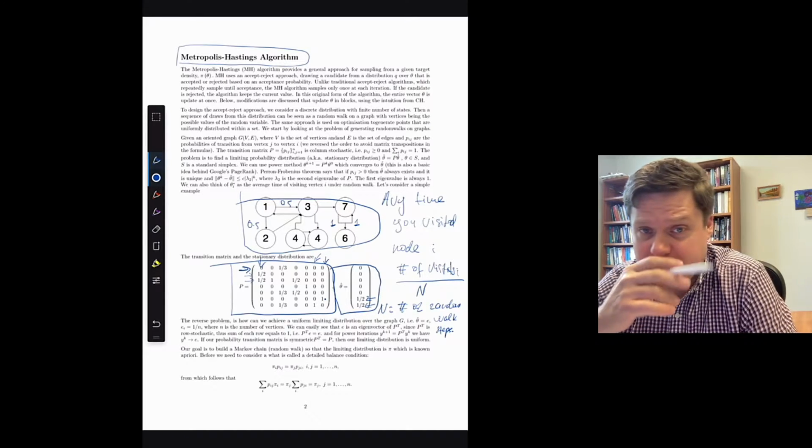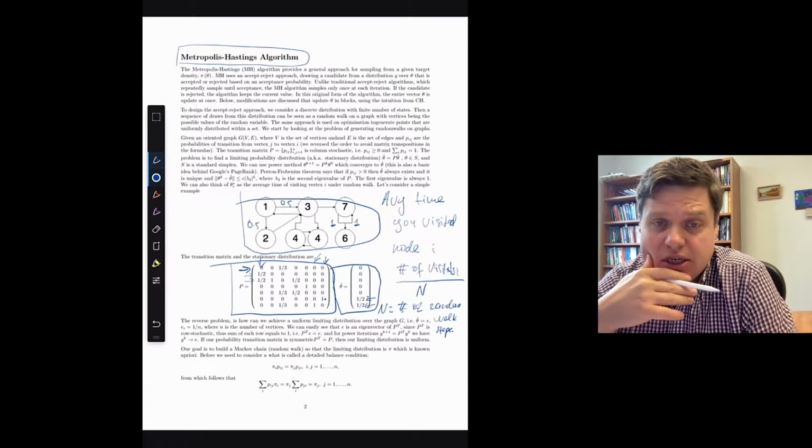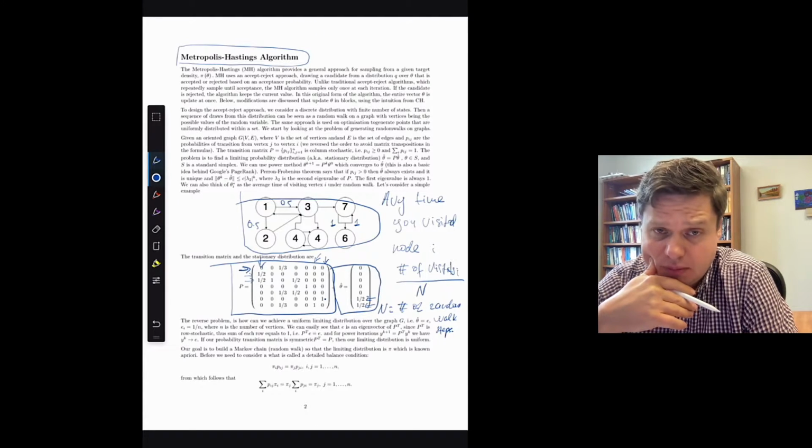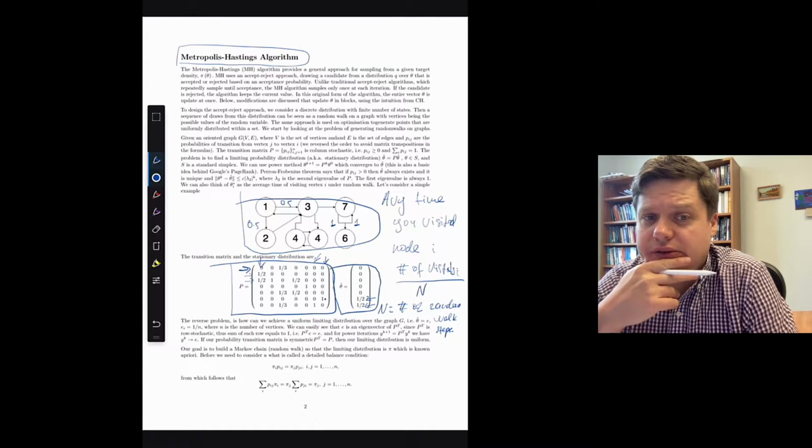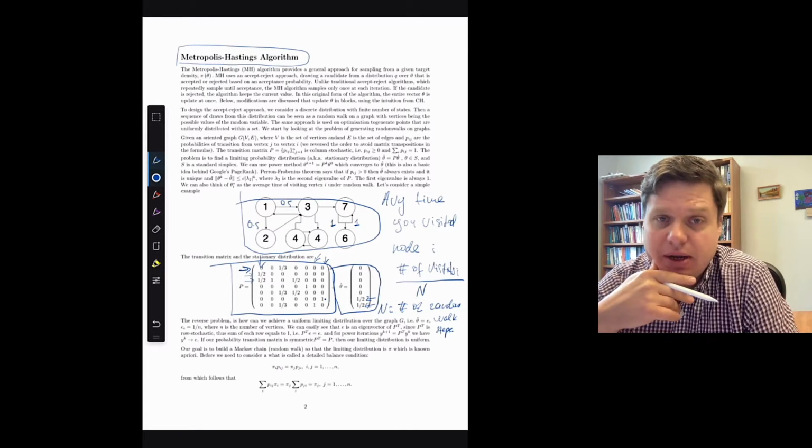And it also can be calculated analytically. In the case of discrete random walks, this is just the second eigenvector, or the eigenvector that corresponds to the second largest eigenvalue of this transition matrix. The first eigenvalue is always 1.